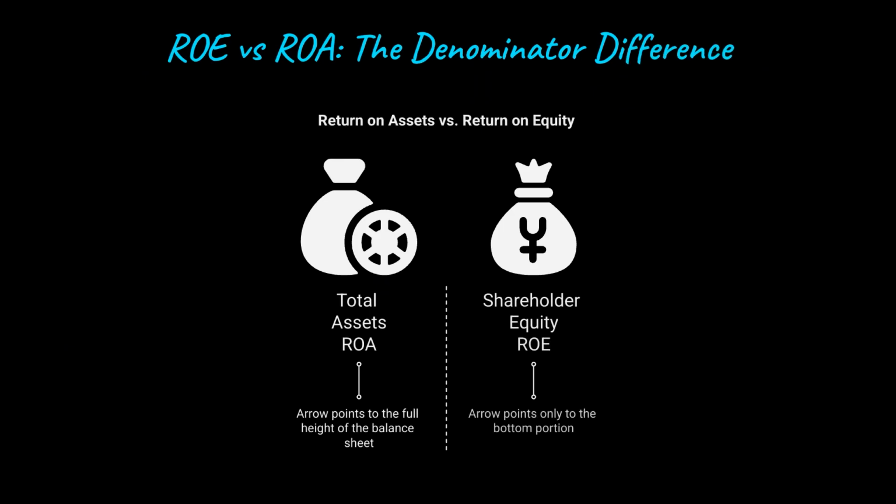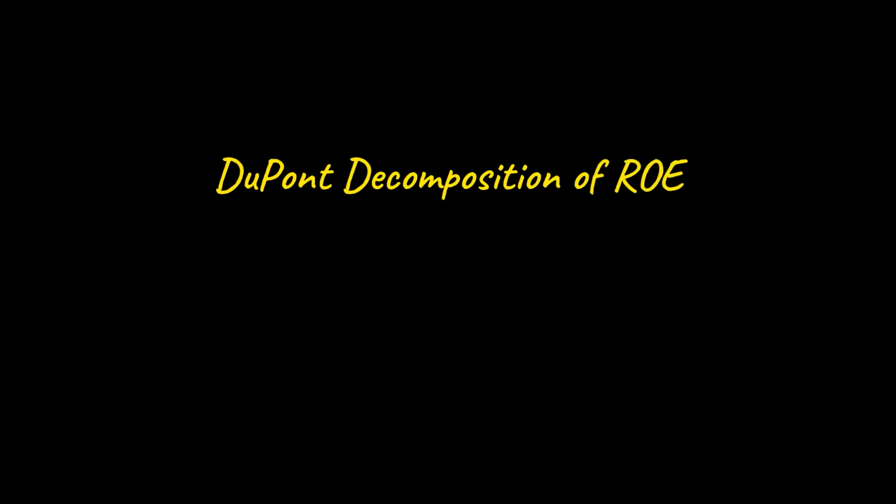The key distinction is the denominator. Total assets include funds from both lenders and owners, while shareholder equity reflects only the owner's contribution. Return on equity narrows the lens to the owner's slice of the capital structure. The DuPont decomposition breaks return on equity into three drivers: profit margin, which measures profit per dollar of revenue; asset turnover, which measures revenue per dollar of assets; and the equity multiplier, which captures how much leverage the firm uses. Multiplied together, these three equal return on equity.